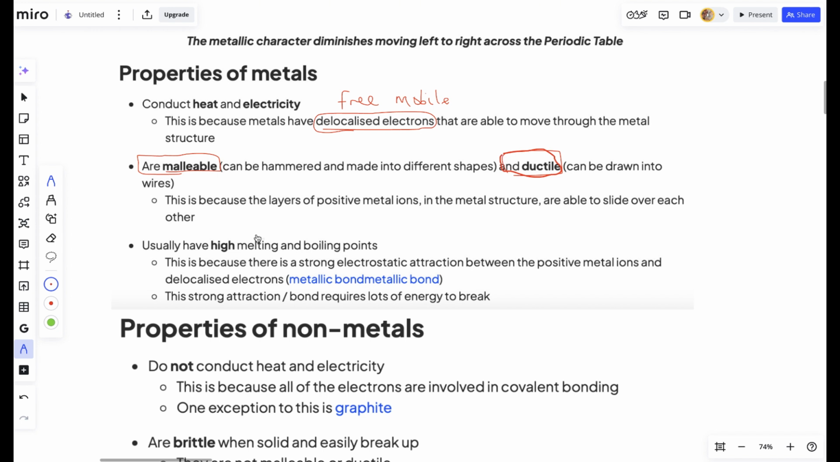Now let's go quickly to the next one. Why are they able to be drawn into wire? Because they are in layers, right? Because they form layers of positive metal ions, and in the structure they can slide over each other. Now, usually they have high melting points and high boiling points. So metals have high melting points.